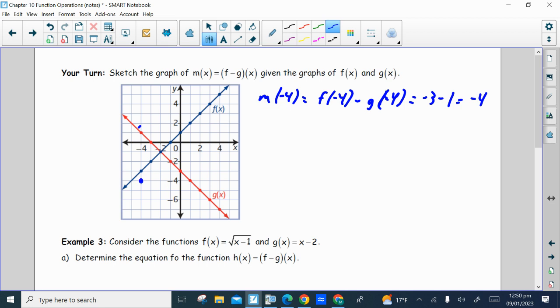So that's that point right there. All right, what about m at negative 3? So we take the f value when x is negative 3, and that is negative 2. Oh, I should write this out. So I'm going to do f at negative 3, take away g at negative 3. And again, now the f value at negative 3 is negative 2. The g value at negative 3 is 0. And negative 2 take away 0 is negative 2.